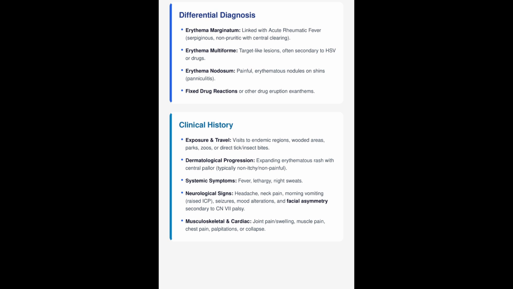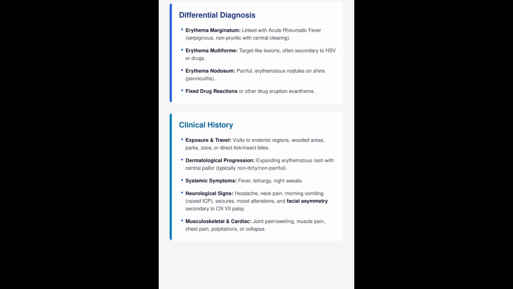Differential diagnoses include erythema marginatum rash seen in acute rheumatic fever, erythema multiforme seen secondary to HSV infection, erythema nodosum which are painful nodules on shins, and fixed drug reaction.